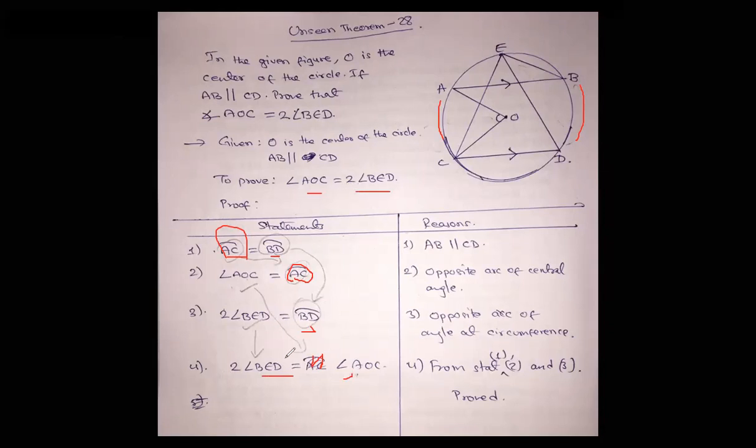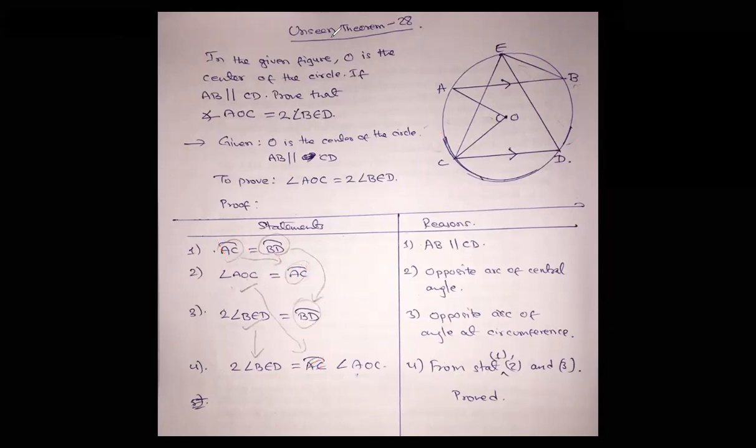Okay, so AOC is double of BED. In this way, from statements 1, 2 and 3 we can prove they are equal to each other. It is very short and sweet. It seems to be very difficult but it is very clear. Okay, so thank you. Next one, let us prove statement number 29.